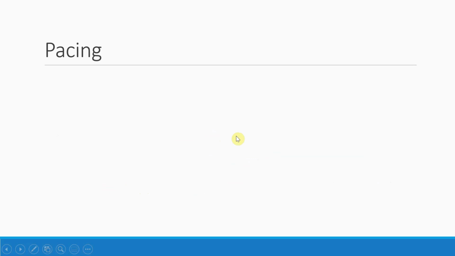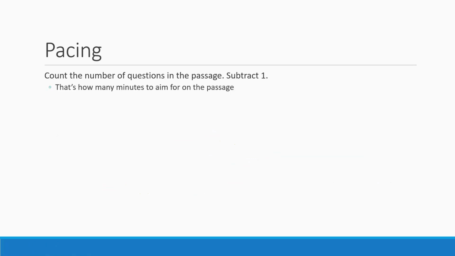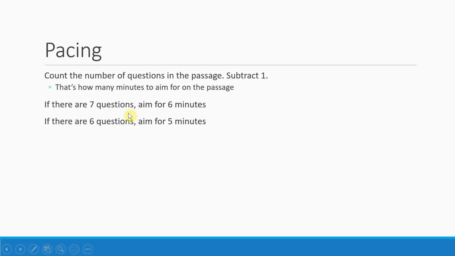So, in order to know what is that timing, let's cover it. It's a little more complicated than other sections. So for this one, you're going to count the number of questions in the passage. Again, it's normally 6 or 7. Subtract 1. That's how many minutes you want to aim for on the passage. So if there's 7 questions, you're going to try and finish it in 6 minutes. If there's 6 questions, try to finish it in 5 minutes. That will leave you, if you did the math, with 1 extra minute to use wherever it's needed.